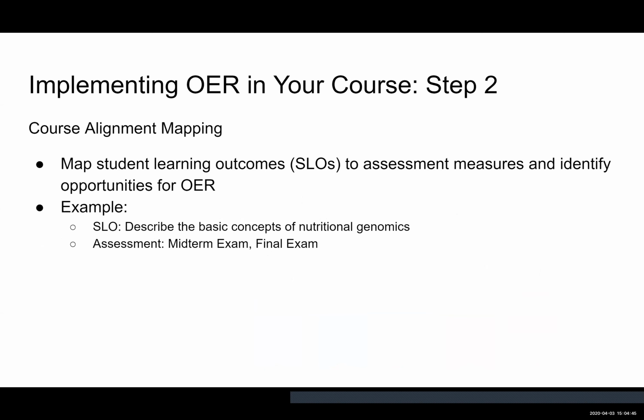Related to that, step 2 is course alignment mapping, ultimately mapping our student learning outcomes to the assessment measures and identifying opportunities for OER. In my example, the student learning outcome was to describe the basic concepts of nutritional genomics. And the assessment methods traditionally were just the midterm exam and the final exam. Those are both summative, and there was really no formative assessment to help them get there. So that, to me, stood out as an opportunity to introduce OER.